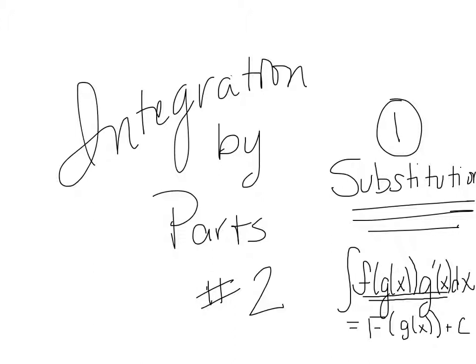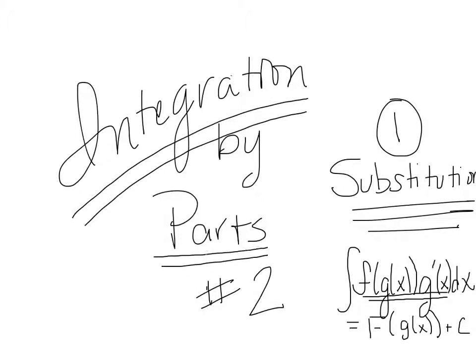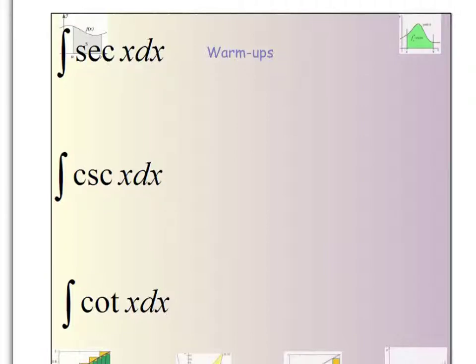So when we move into integration by parts, we'll be talking about how we undo really the product rule. But before we do that, let's take a look at a couple warm-ups in addition to the development of some new formulas for the integrals of some trig functions. Namely, the integral of secant of x, the integral of cosecant of x, and the integral of cotangent of x.